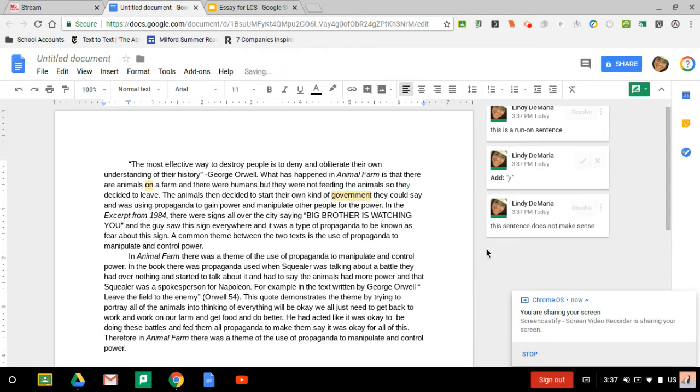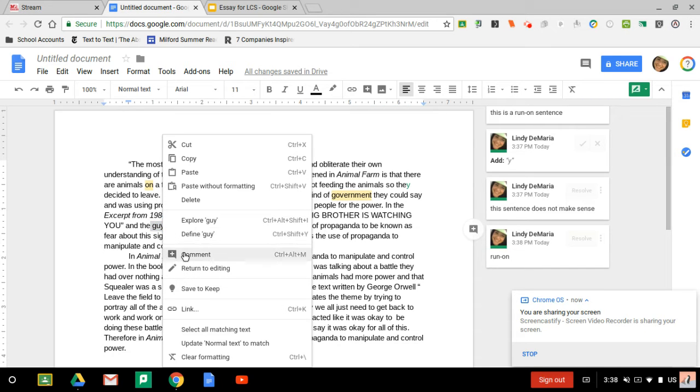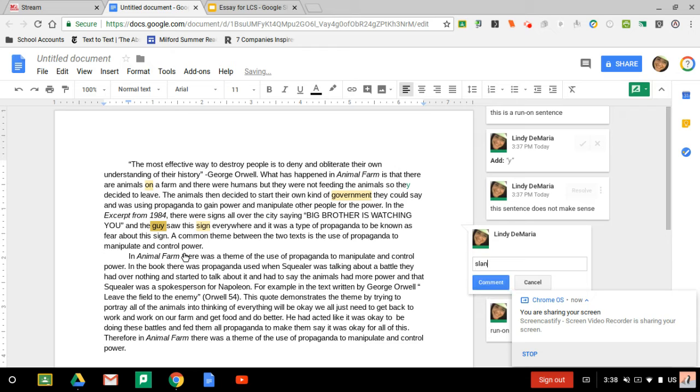"In the excerpt from 1984, there were signs all over the city saying, Big Brother is watching you. And the guy saw this sign everywhere. And it was a type of propaganda to be known as fear about this sign." So again, I'm going to say this is a run-on sentence. And I also think that the word "guy" is slang. So I'm going to put the comment slang, and you might want something that's more formal.